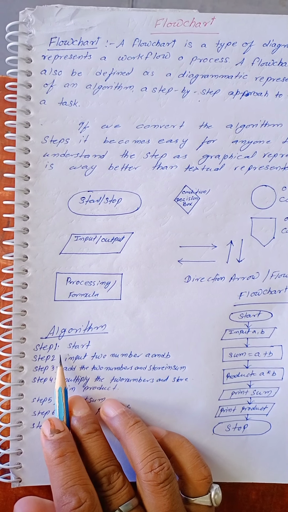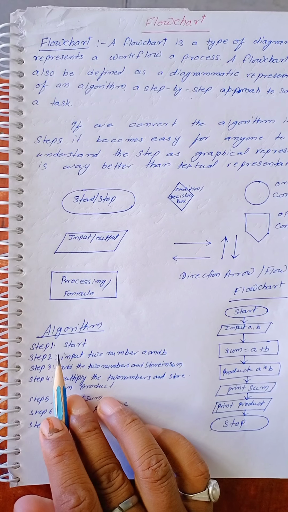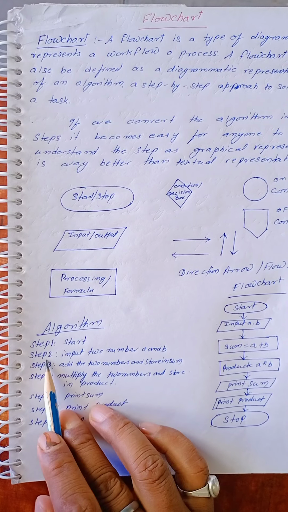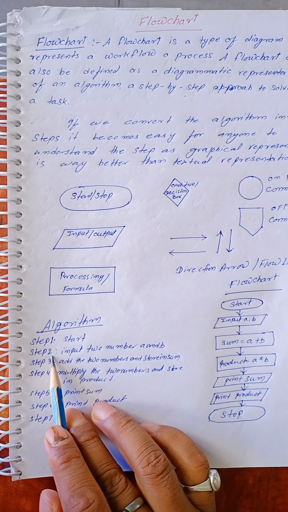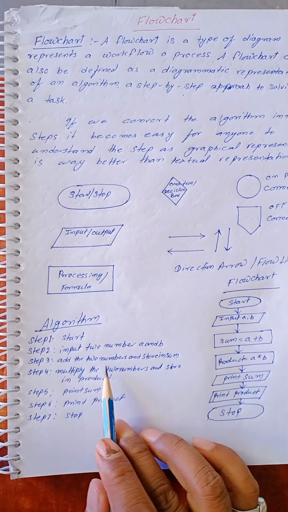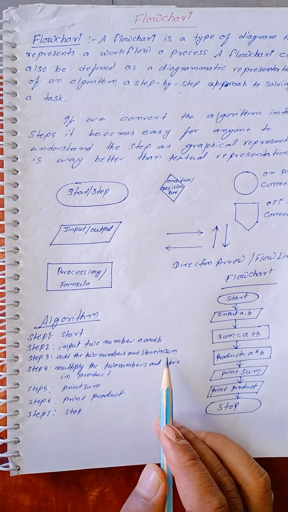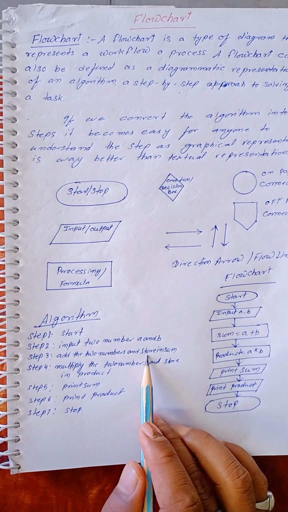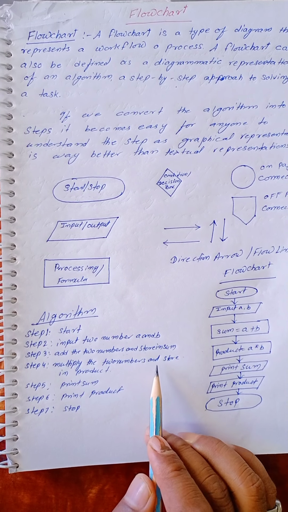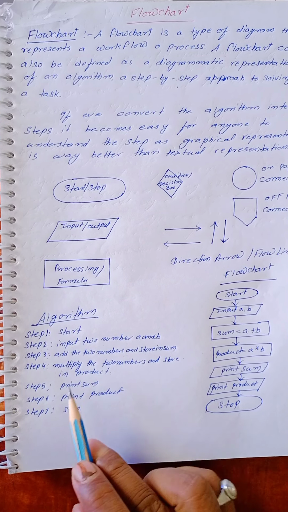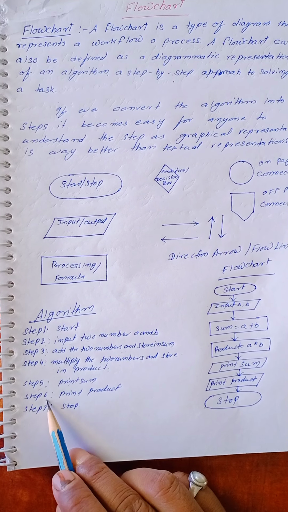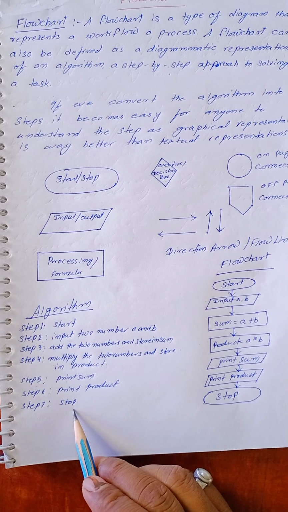We have already discussed that an algorithm is used for solving a problem step by step. Step 1, start. After start, step 2, input two numbers A and B. Third, add the two numbers and store in sum. Next, multiply the two numbers and store in product. Step 5, print sum, and step 6, print product, and last is stop.